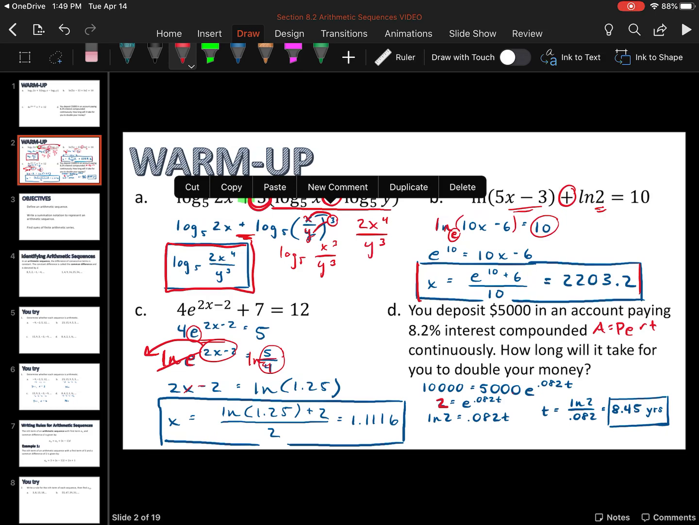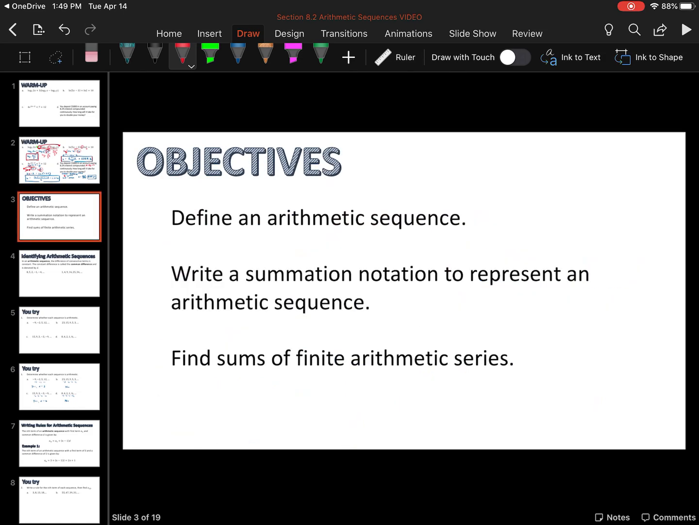You should be good with those. You guys did your check-in on that last time. Today we're going to talk about something called arithmetic sequences, and we're also going to talk about series for them. So you guys in your last lesson were introduced to sequences and series. This is not said as arithmetic, it's arithmetic, okay?